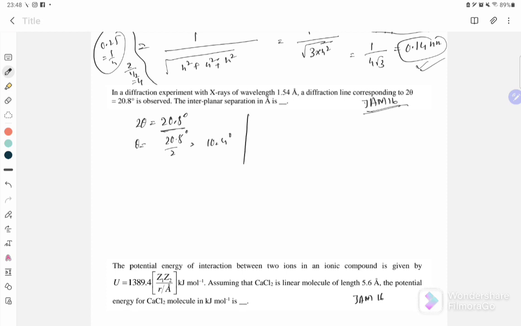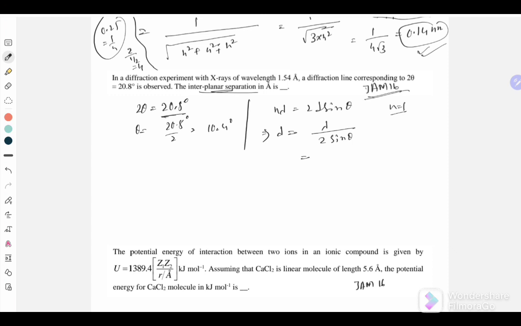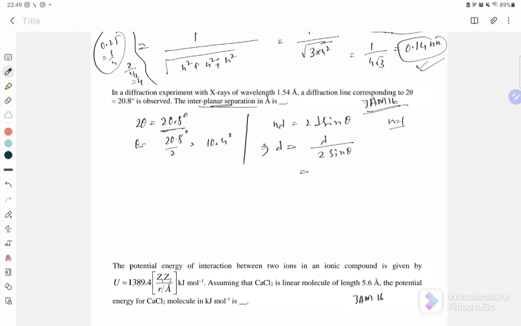Okay, so we use n lambda is equal to 2d sine theta. We have to calculate the interplanar separation, that is d. The order is not given, so we can assume that n is equal to 1, that is first order. So d means lambda by 2 sine theta.